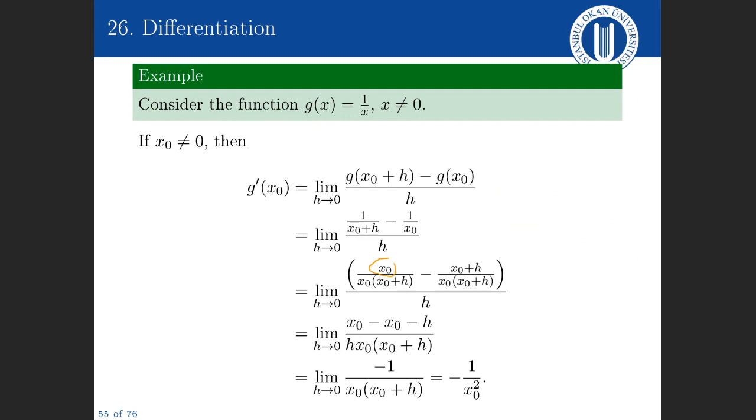I get x0 minus x0 plus h on the top, and on the bottom I have an h, an x0, and an x0 plus h. That's minus 1 divided by x0, x0 plus h, because the h's cancel. Replace h by 0, and we get minus 1 divided by x0 squared.